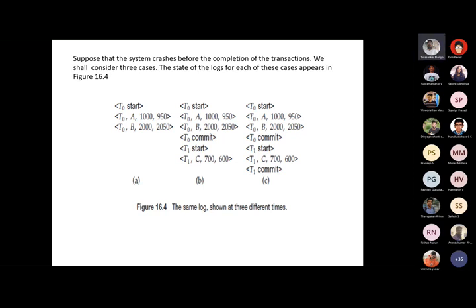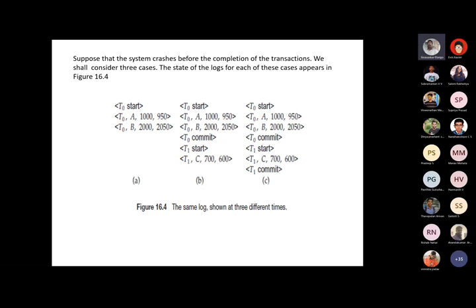If you look into the transaction, T1 starts. T1 updates the value of the data item capital C. The old value of the data item capital C is going to be $700, and the new value is going to be $600. However, it does not contain any commit operation, right? So now the failure has occurred at this point of time.